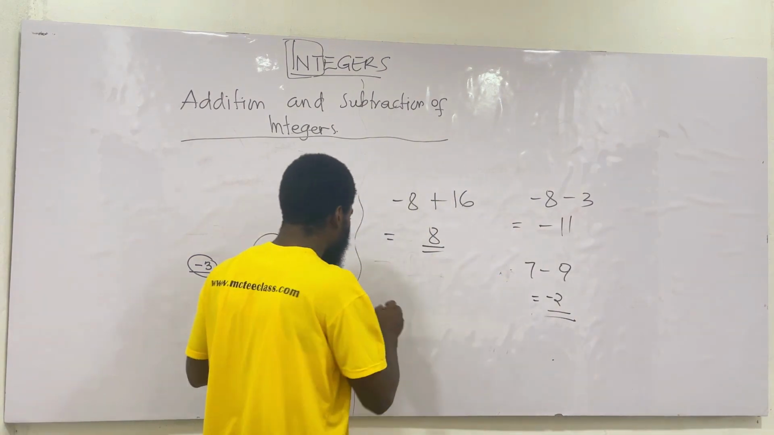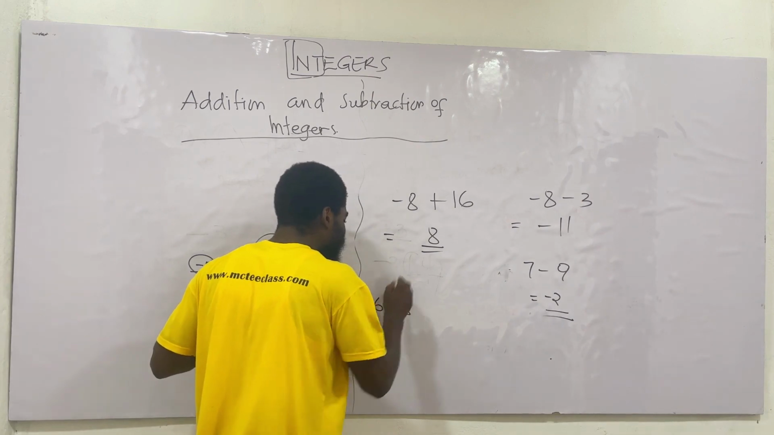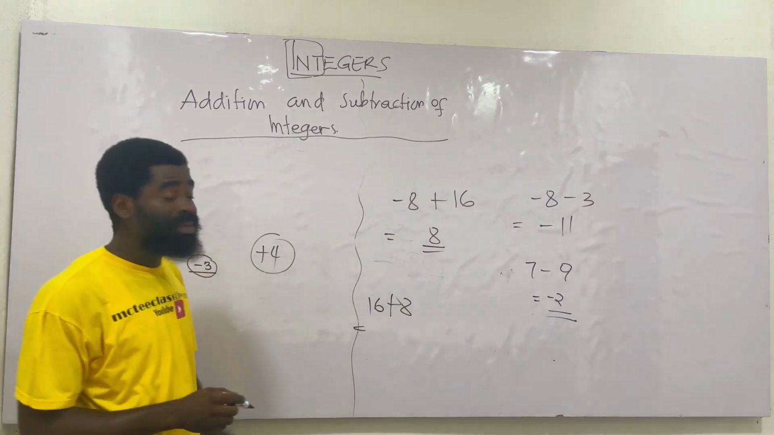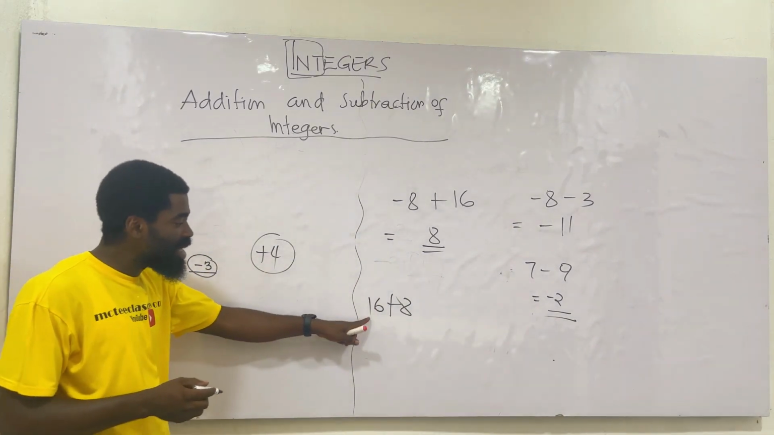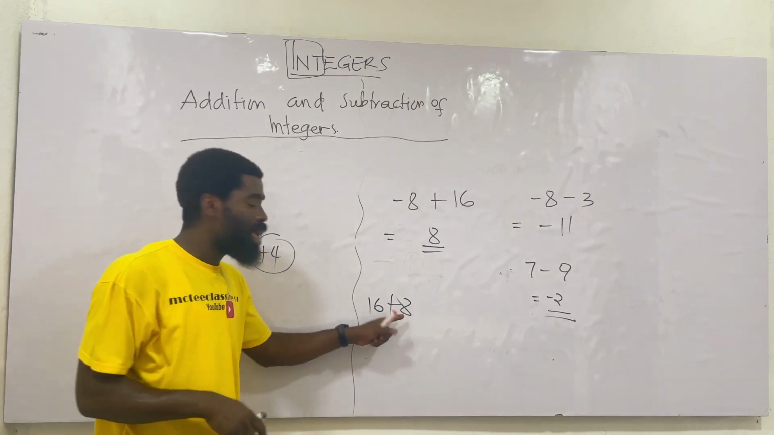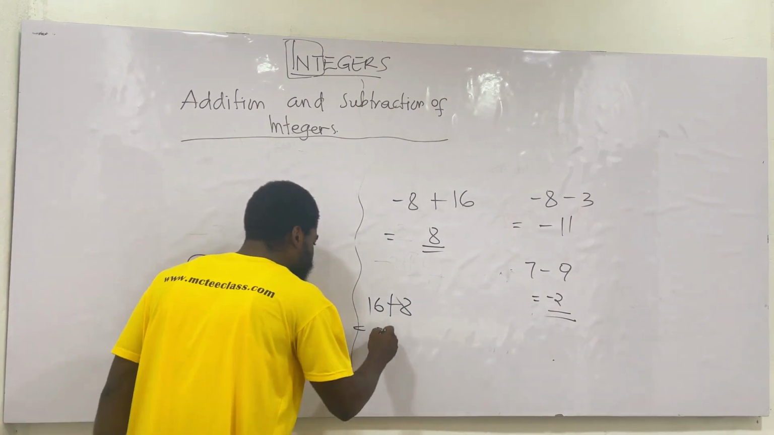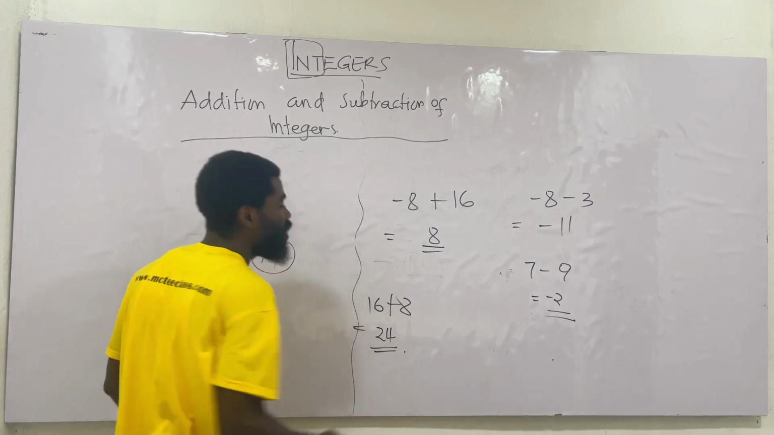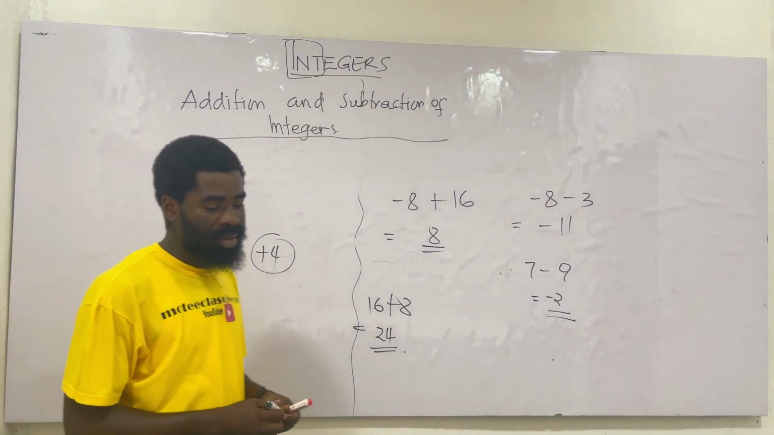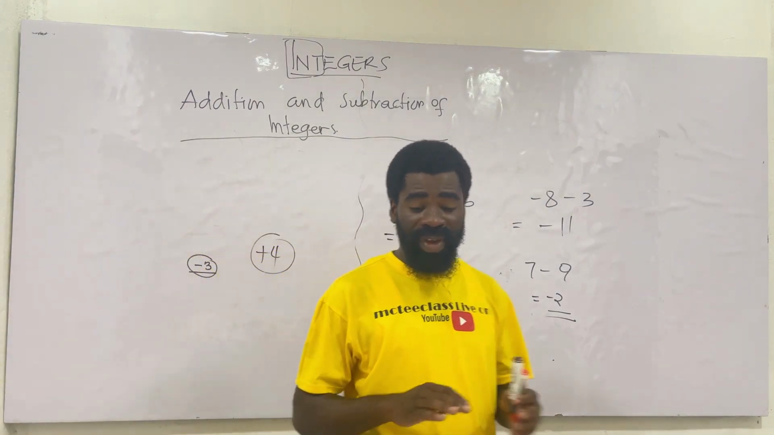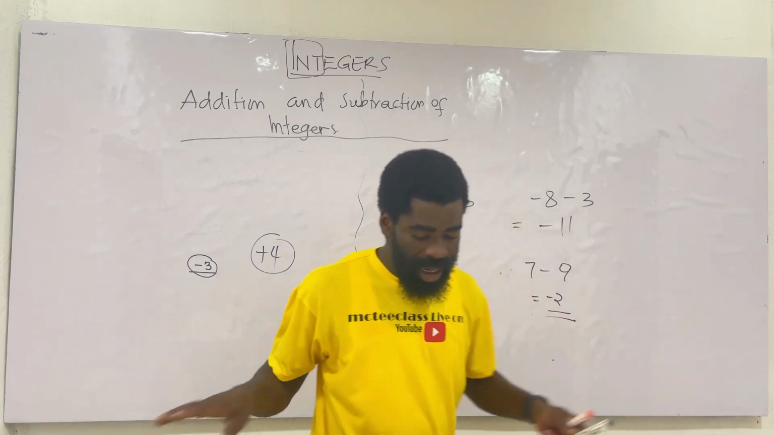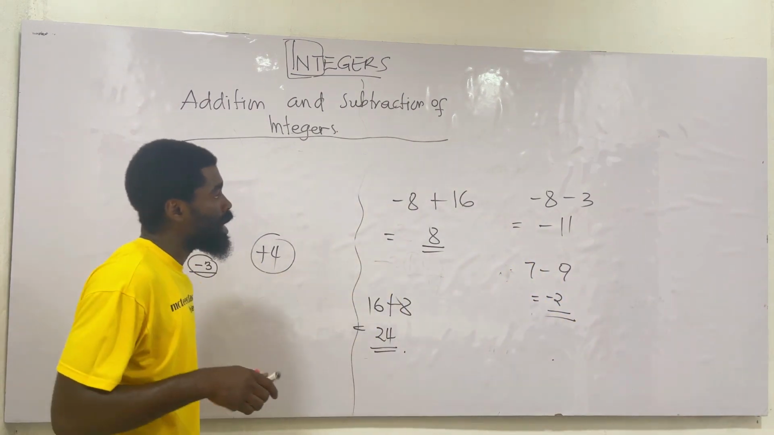Good. Then I have 16 plus 8. It's very, very basic. This time I have 16 and I have another 8. And that gives me 24. Very important. I hope you understand what I'm saying here. Very basic.